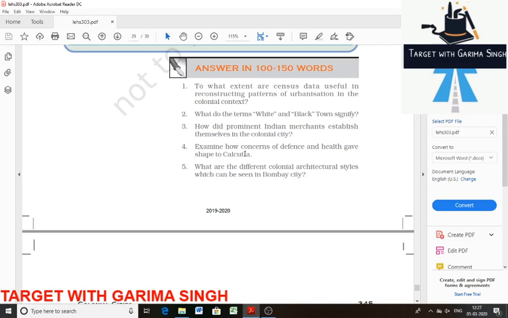Soon the British began to move out of the fort. They built residences along the periphery of the Maidan. This indicates how the English settlement in Calcutta began to take shape. The vast open space around Fort William became a significant town planning measure in Calcutta, now Kolkata.